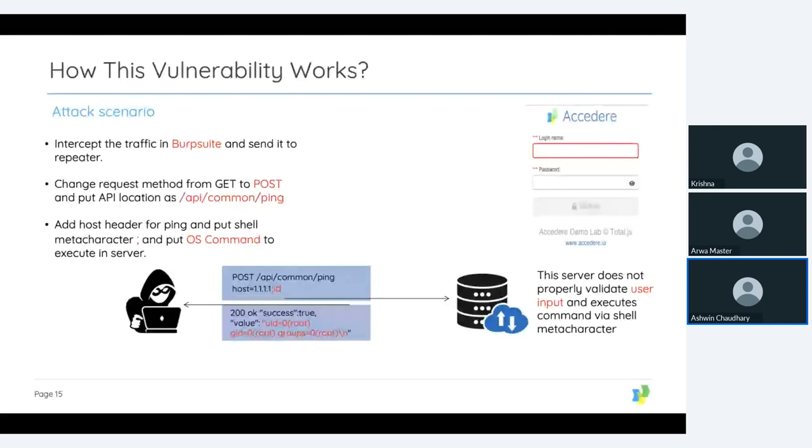Once we execute this, what you will see is this POST message going with the host ID 1111, a semicolon and the id command. And the response we get from the server is 200 OK, success true, value equals uid=0 (root). That means we have gained root access on the server. So this is how it is planned to show you in the live session now.